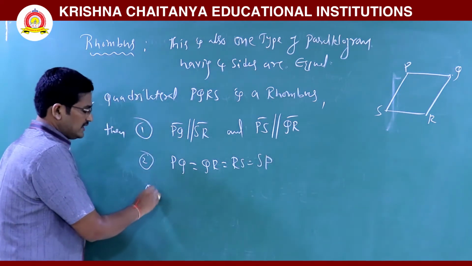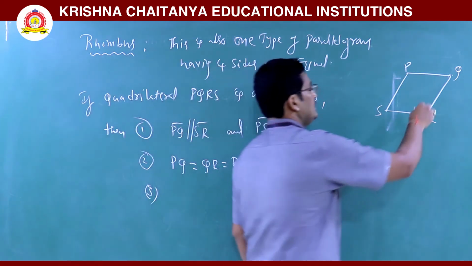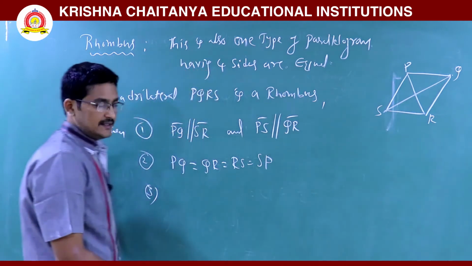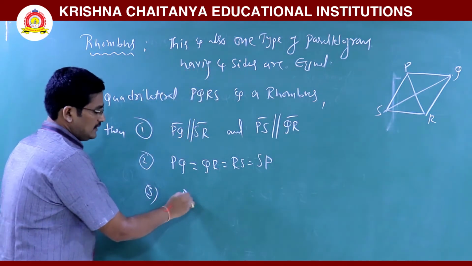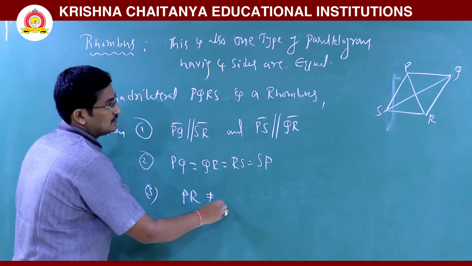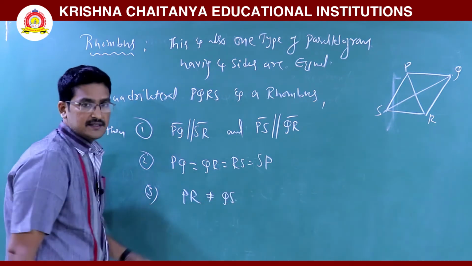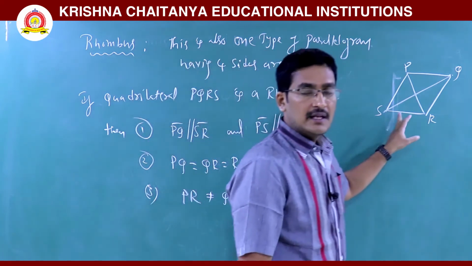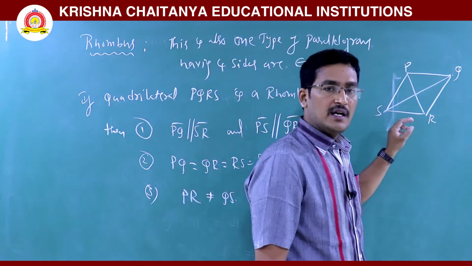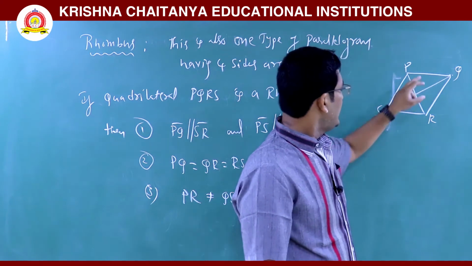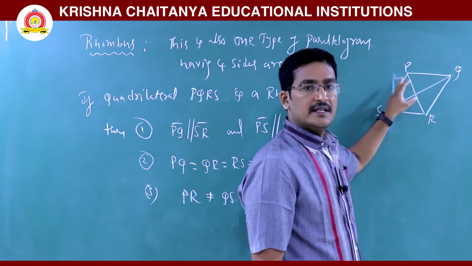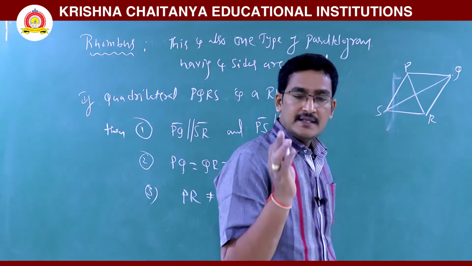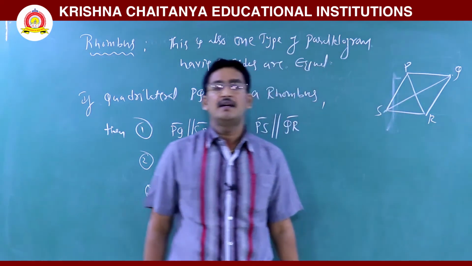But one more condition: PR, the length of the diagonal, is not equal to the length of QS here. Diagonals are not equal here. So all sides are equal, but the lengths of the diagonals are not equal. And you have to notice one more thing: the angle between two adjacent sides need not be 90, need not be perpendicular.